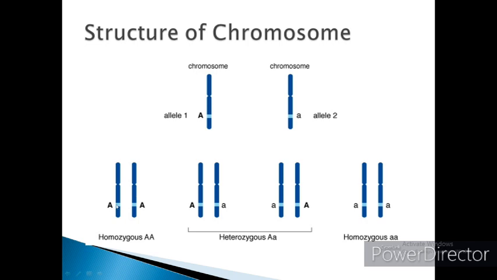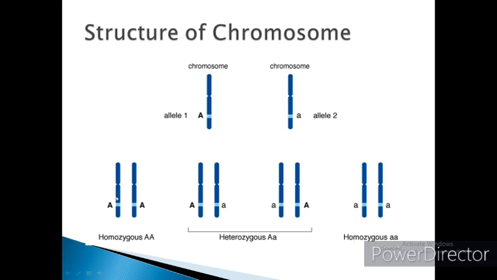This is one chromosome, and this is one allele and this is the other allele. When the alleles are of the same type, then they are known as homozygous alleles. And when they are different, this is capital A and this is small letter a, then although they occupy the same positions, they are different from each other, so this is known as heterozygous. For example, this is heterozygous, and this is homozygous, because they are the very same alleles, so they are known as homozygous.